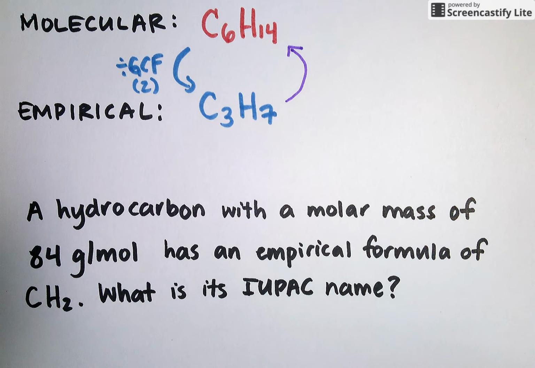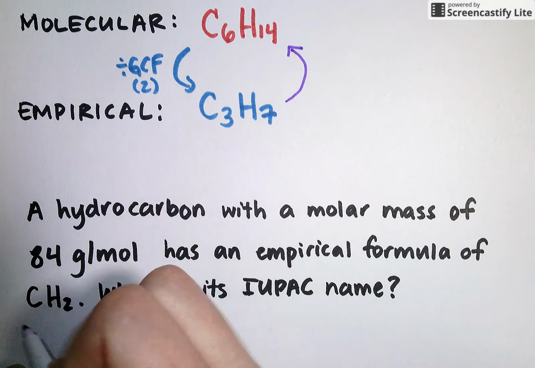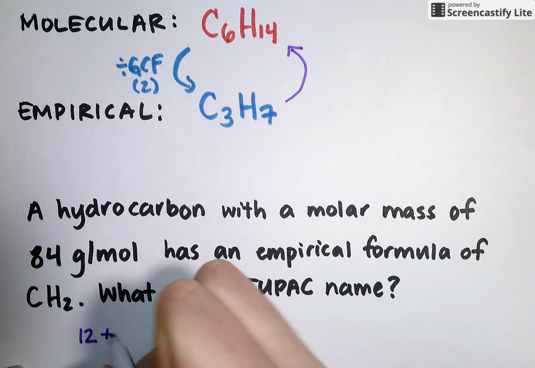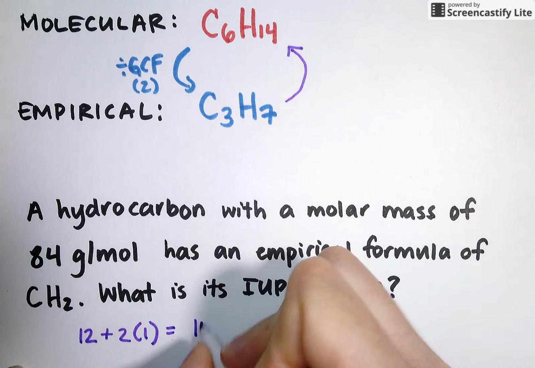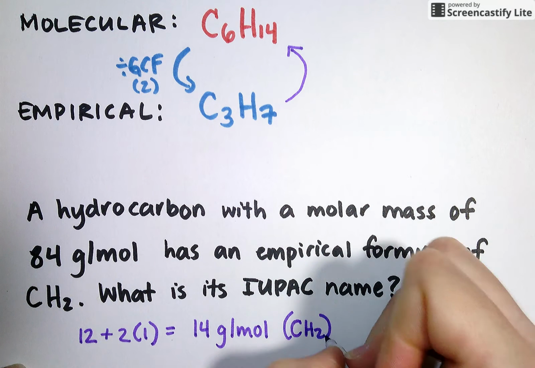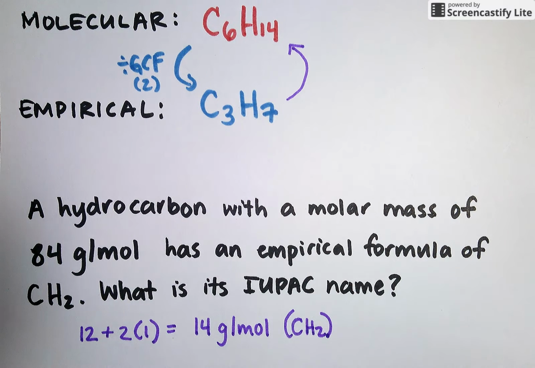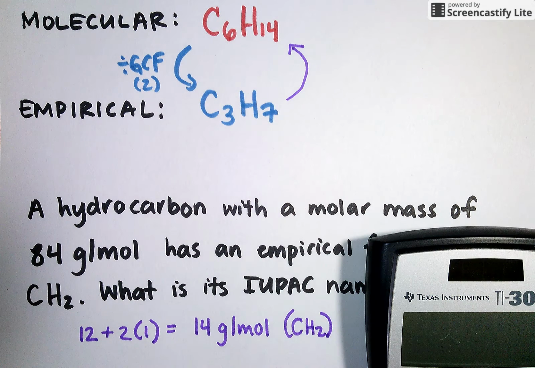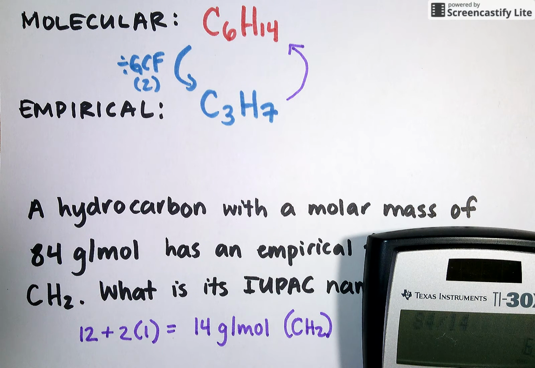So what I'm going to try and do is figure out the mass of my empirical formula and figure out what I need to multiply to get that mass up to 84. So on your periodic table, what you're going to find is that C weighs 12 and each H weighs 1. So 14 grams per mole is my mass for CH2. I want to change 14 into 84. So if you use your calculator, 84 divided by 14 is going to give you 6. So I know that I need to multiply this times 6 to get up to a mass of 84.